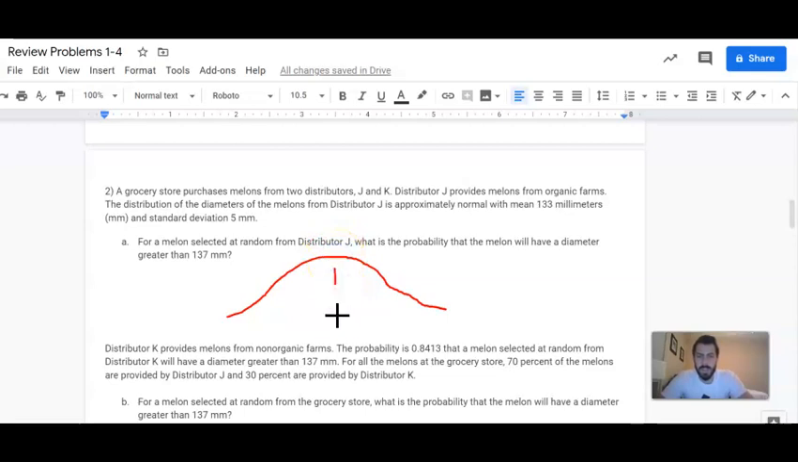Mean at 133, standard deviation of 5, and we want greater than 137. So we're finding this area here. So we should expect a probability of less than half, right?